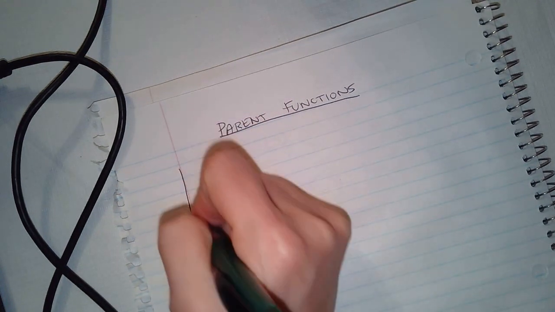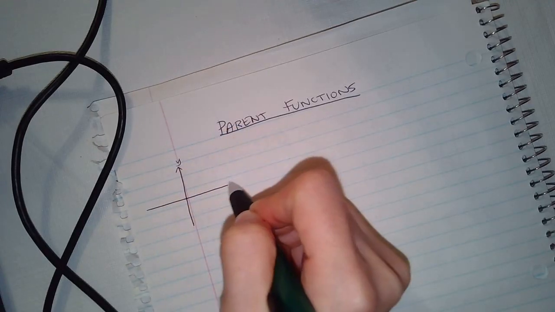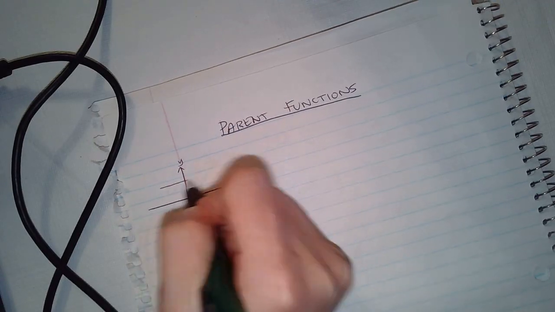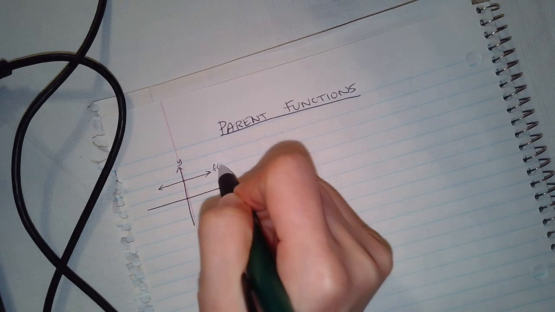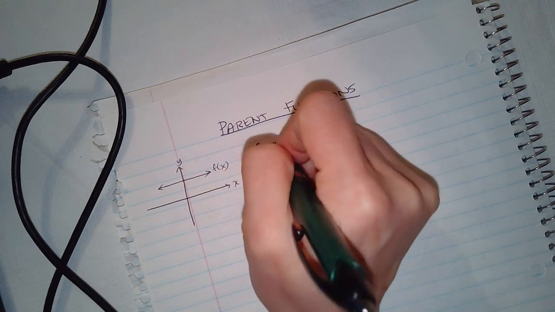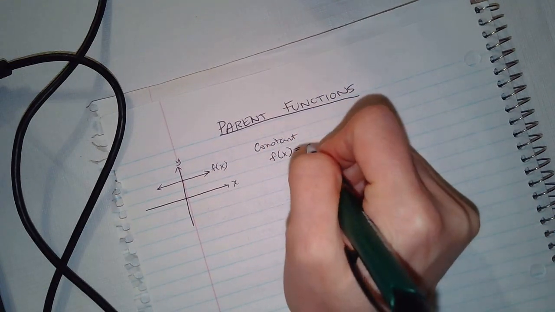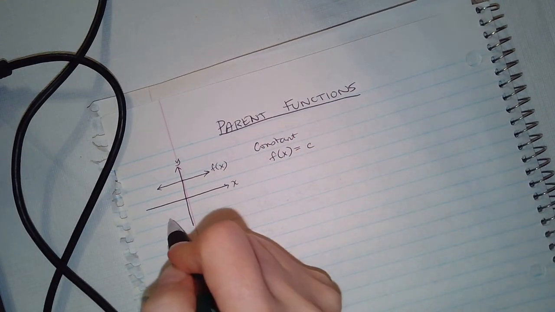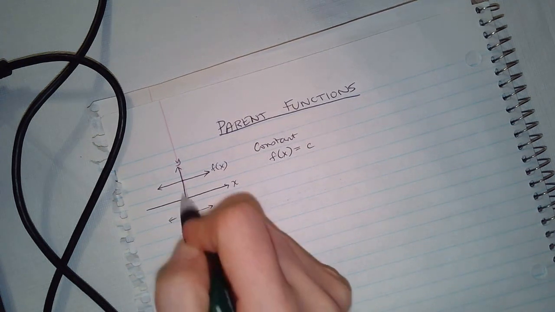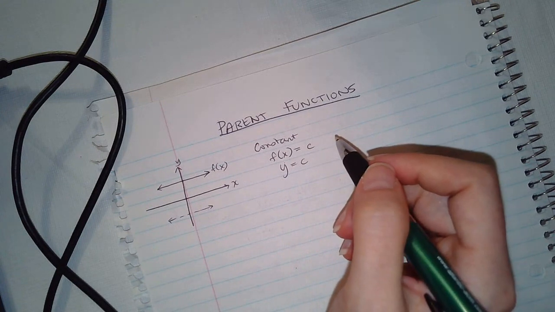And the first function I want to talk about is a function where you have your x and y axes. And the first thing you notice is that the function itself, f of x, is a horizontal straight line. Now we call this the constant function, and a constant function has the formula f of x equals a number, a constant. And it could be anywhere on the negative side of the y-axis, but the formula y equals a constant tells you it's not changing at all.